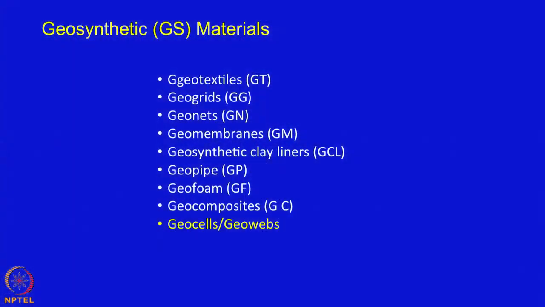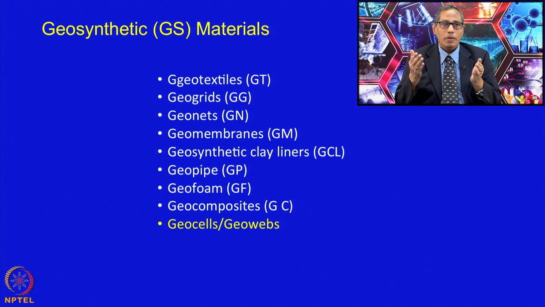Now, there are many types of geosynthetic material available in the world. More than 1000 different types of prefabricated geosynthetic material are available. Some of the geotextile materials are presented here. This number 1 is the geotextile.